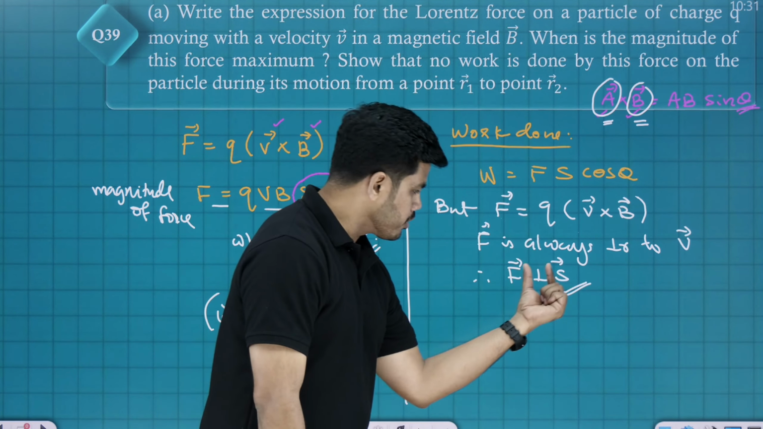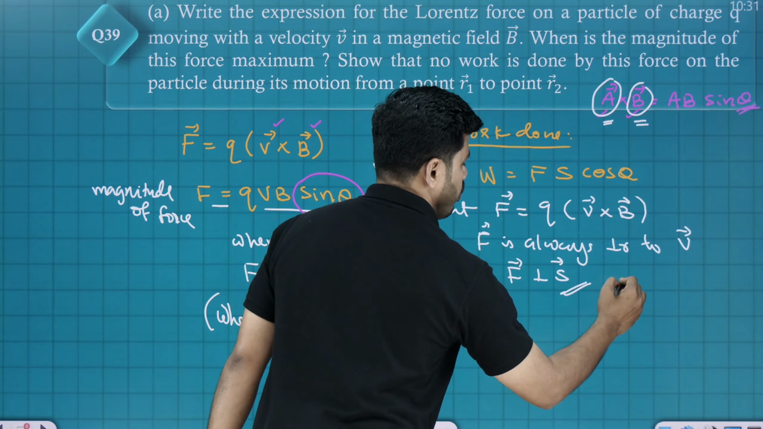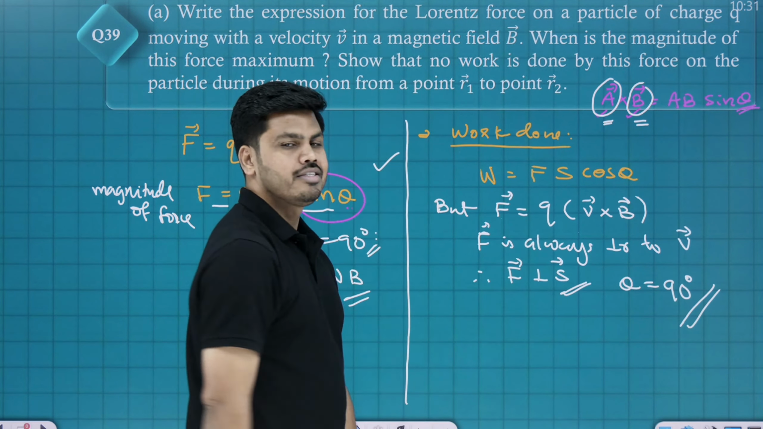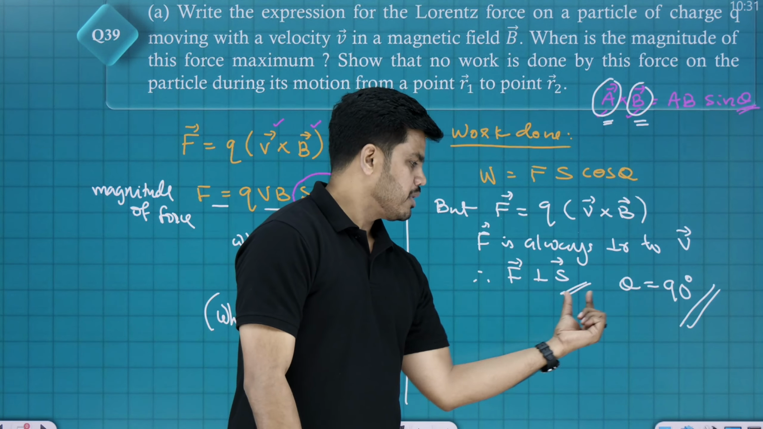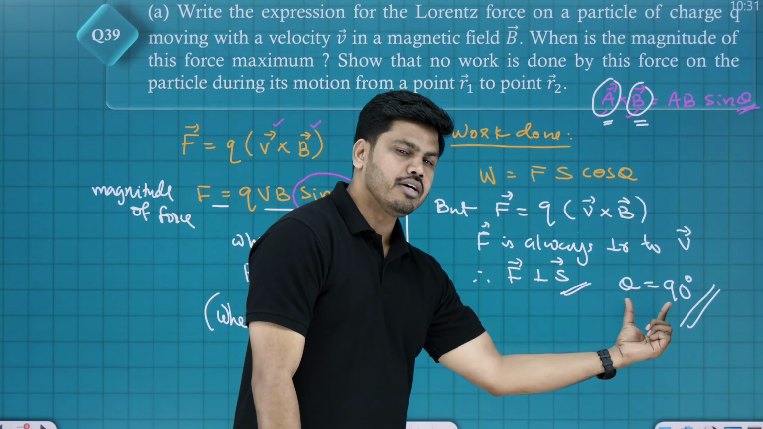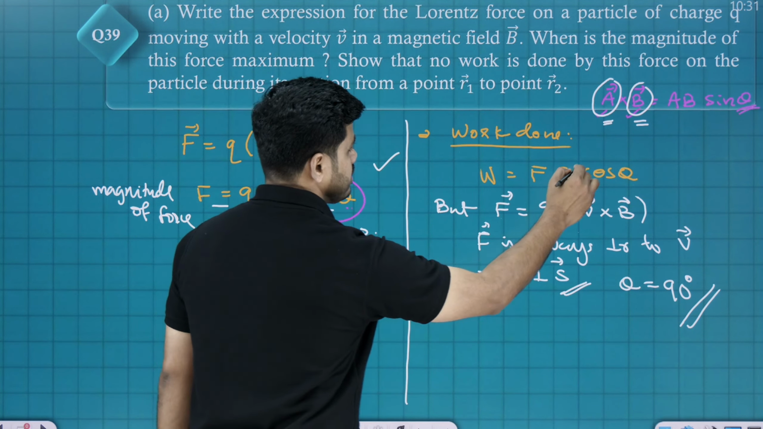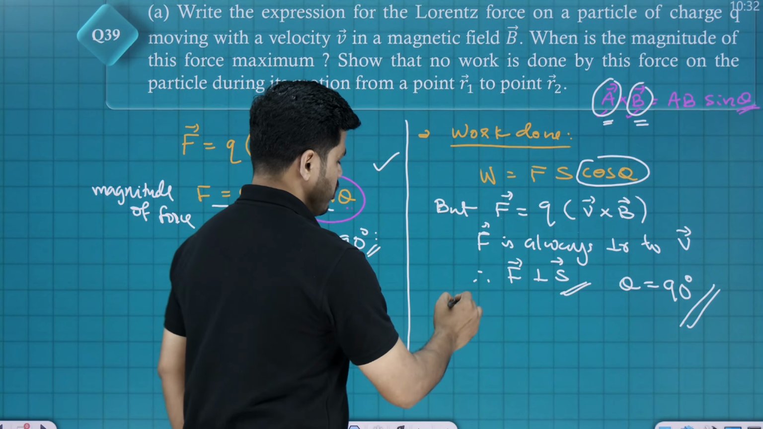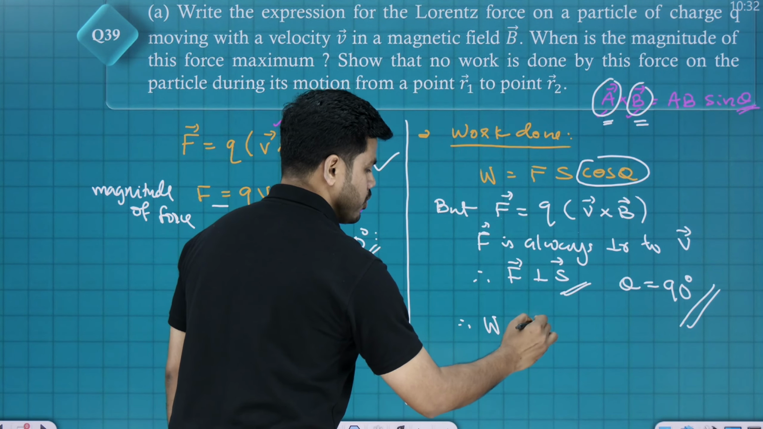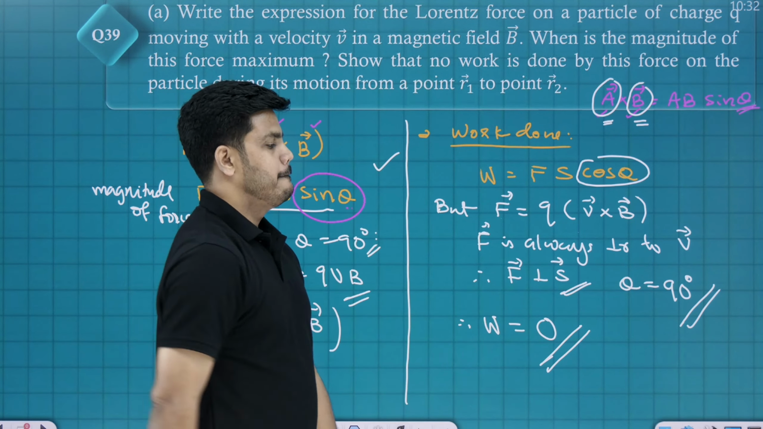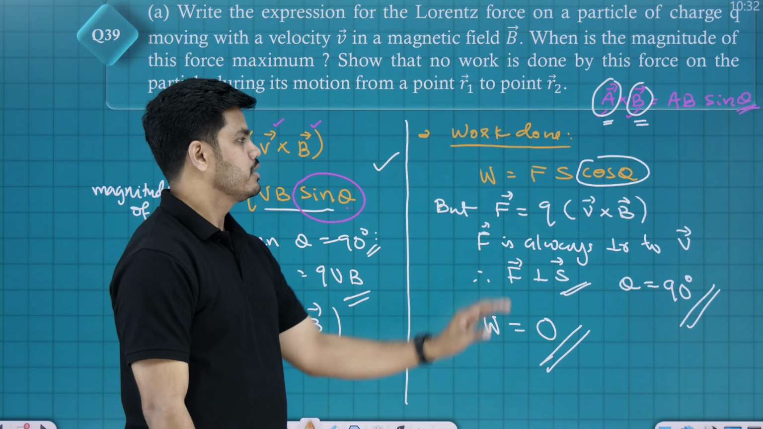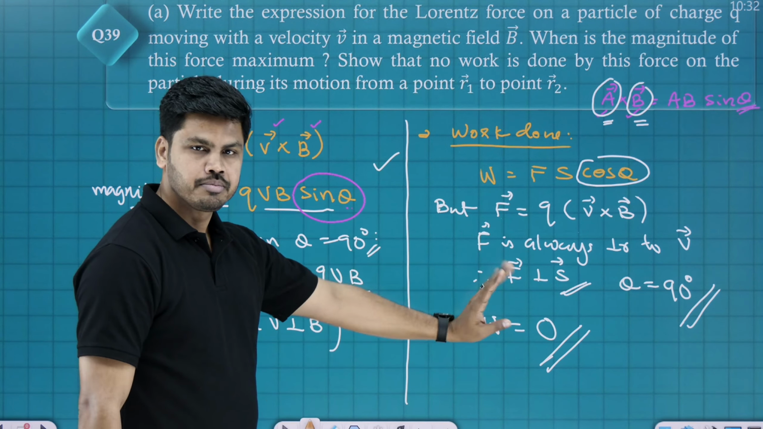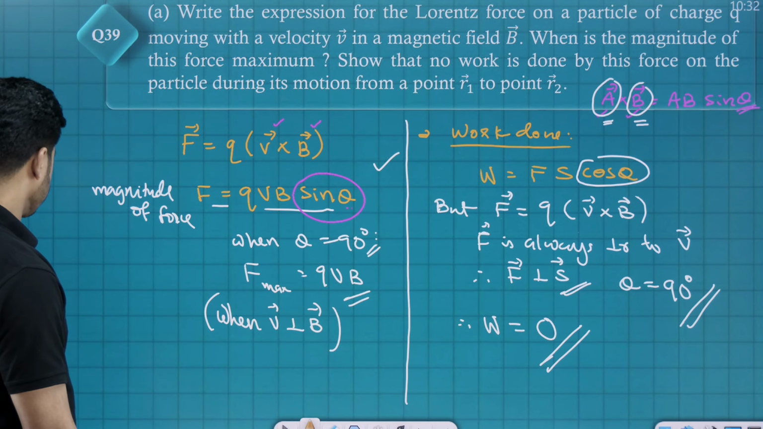Yes, if force is perpendicular to the displacement, what is the angle between force and displacement? 90 degrees. If force and displacement are perpendicular to each other, theta is 90 degrees. If theta is 90, what about cos theta? Cos theta is going to be 0. Therefore, work done by the magnetic Lorentz force is going to be 0. It doesn't do any work. So this is the third part of the question, and we answered all three. Okay, let's move on to the next.